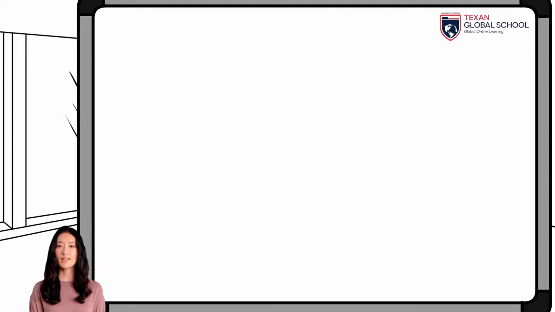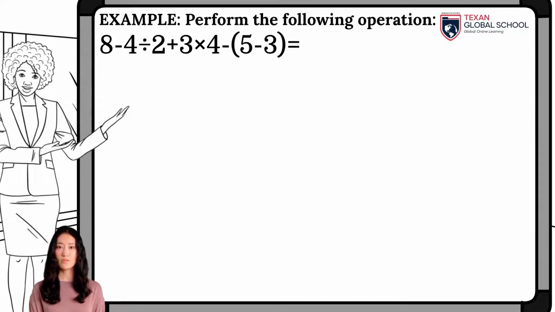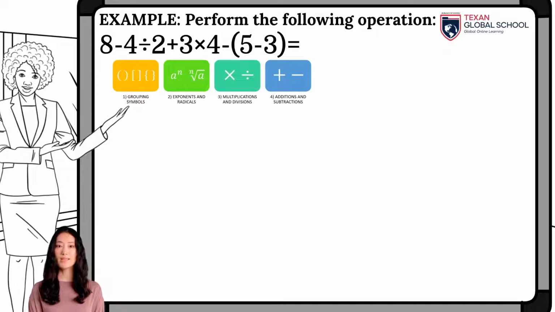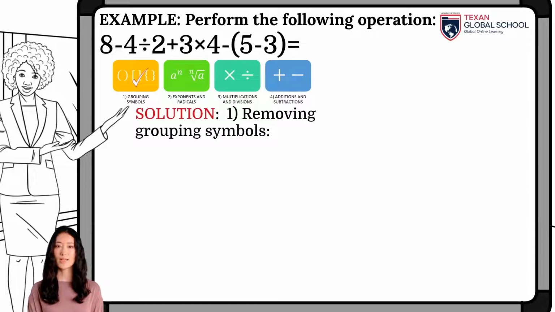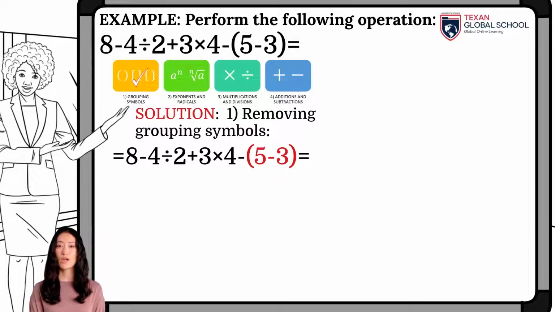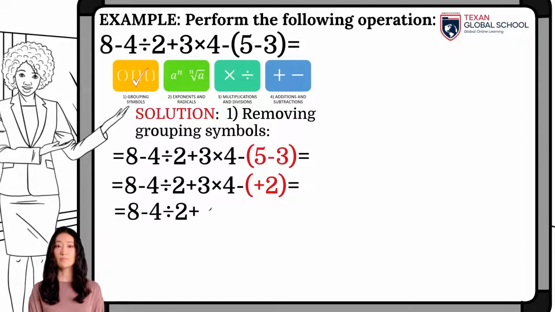Let's look at the first example. We will perform the following operation. As we can see, we have parentheses. So, we need to remove those grouping symbols first. We will perform the subtraction of 5 minus 3, resulting in a positive 2. Multiplied by the minus, results negative 2. As a result, we eliminate the grouping symbols.